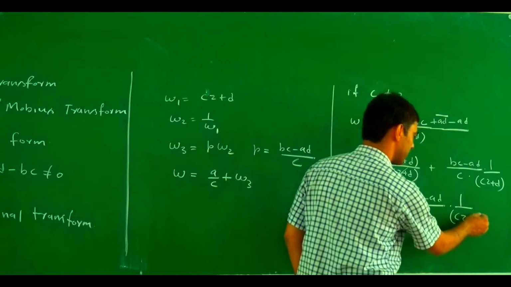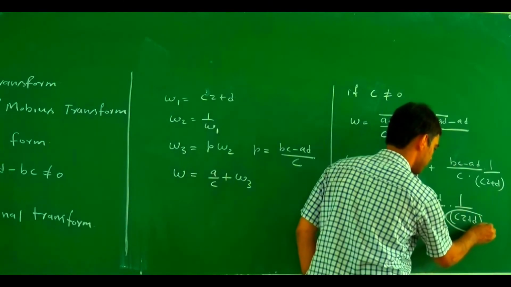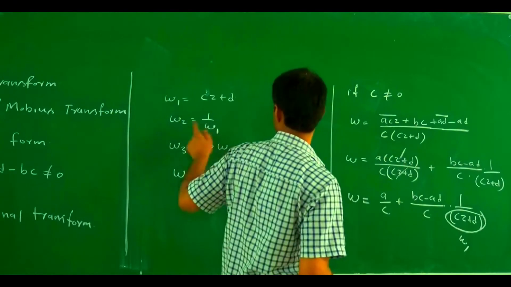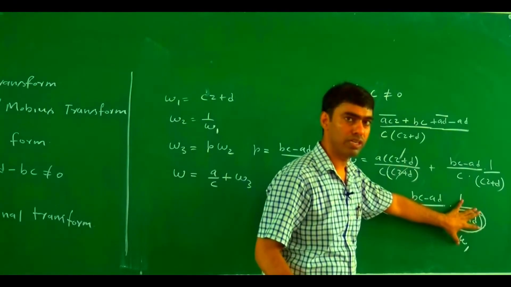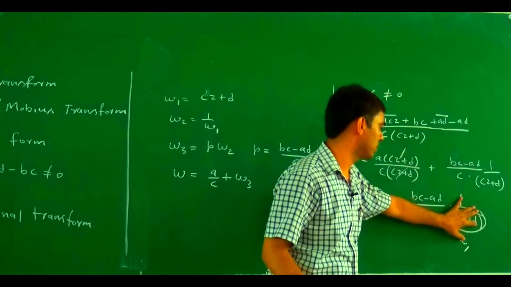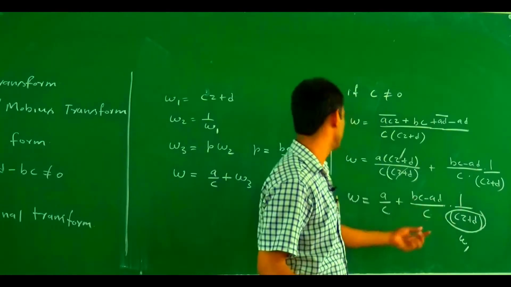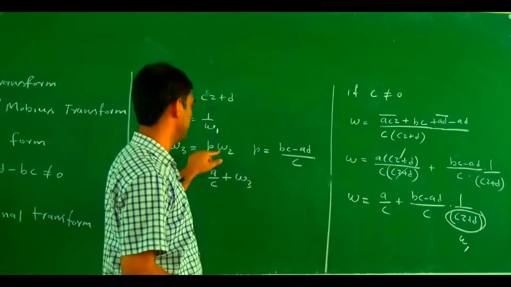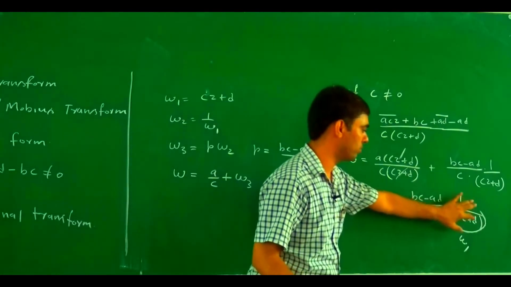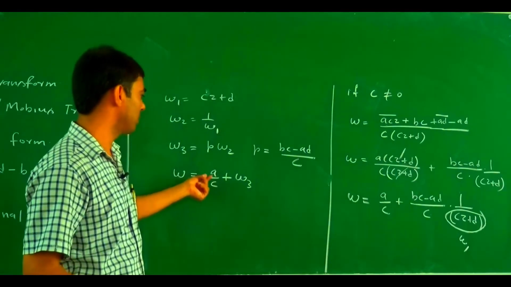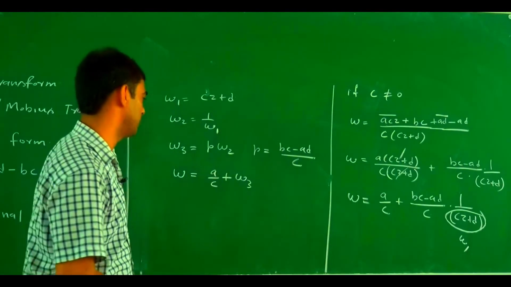So if you closely observe, this one is denoted by W1. Then W2 equals 1 upon W1. And multiplied by this one, P into W2, becomes W3. This one multiplied by 1 upon W1 becomes W3. And W equals A by C plus W3.